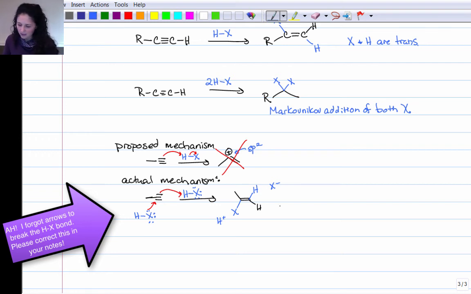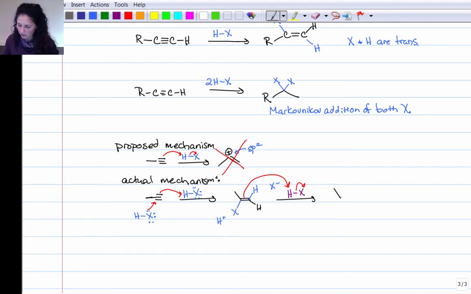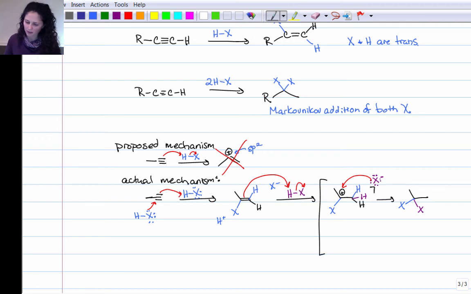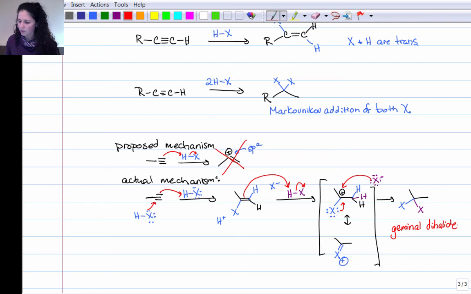And then in the next step, if you're adding two equivalents of HX, the next one can just be written as if it was an addition of HX to an alkene. So this is your normal mechanism that you know well. Now the intermediate carbocation here actually has a resonance structure, which makes it a little bit more stable. And the product here is called a geminal dihalide. Geminal just means that both of the halogens are on the same carbon. There's also a way to form anti-Markovnikov geminal dihalides so that both of the halogens add to the less substituted carbon.